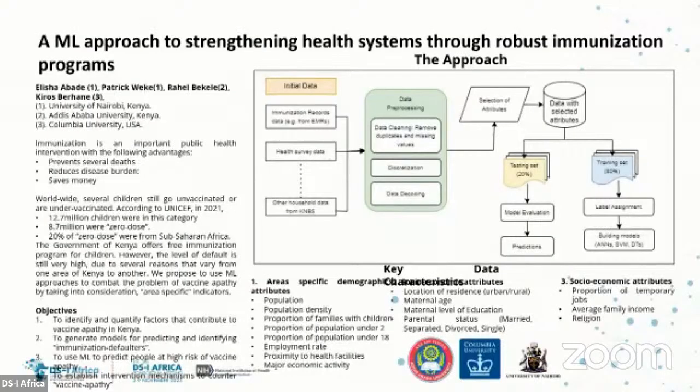So this study seeks to, number one, use a machine learning approach and concentrate on area-specific indicators within Kenya to identify and quantify the factors that contribute to vaccine apathy, and also to generate models for predicting and identifying immunization defaulters in Kenya. But of course, the key thing is also to come up with intervention mechanisms that the Ministry of Health could apply to ensure that the defaulters are tracked and appropriate measures taken so that we reduce these statistics.